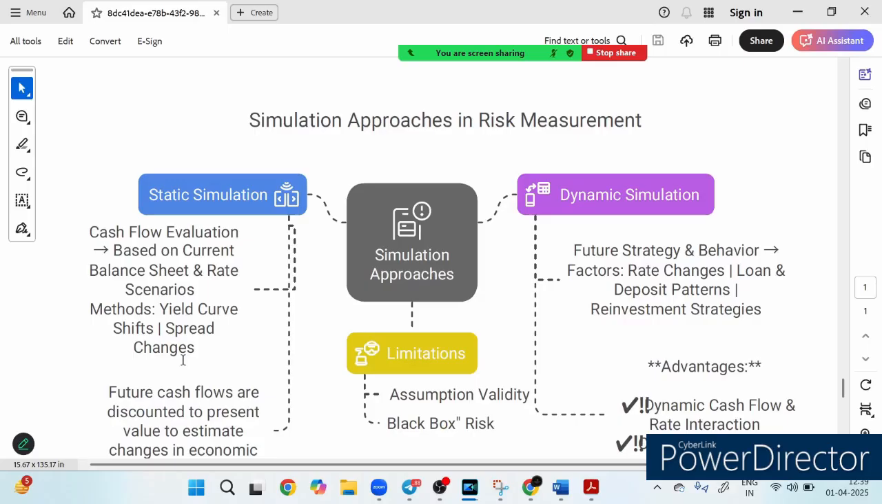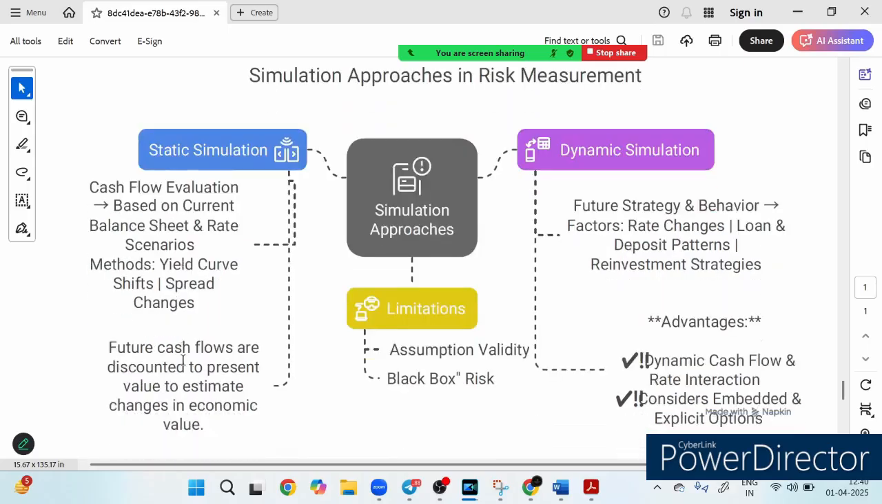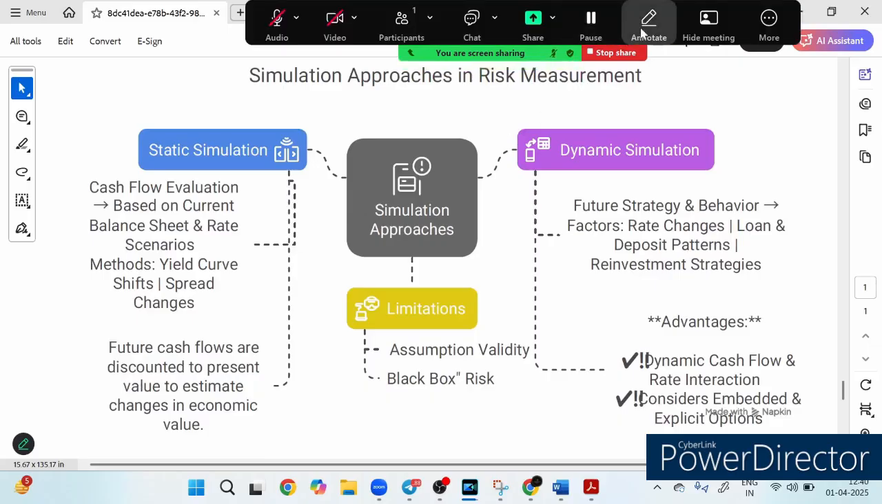Now let's look at the simulation approach. So friends, you know what is the meaning of simulation? Banks don't just react to interest rate change, they simulate different scenarios to stay ahead. Let's explore the two powerful approaches. The first is called static simulation and the second is called dynamic simulation.